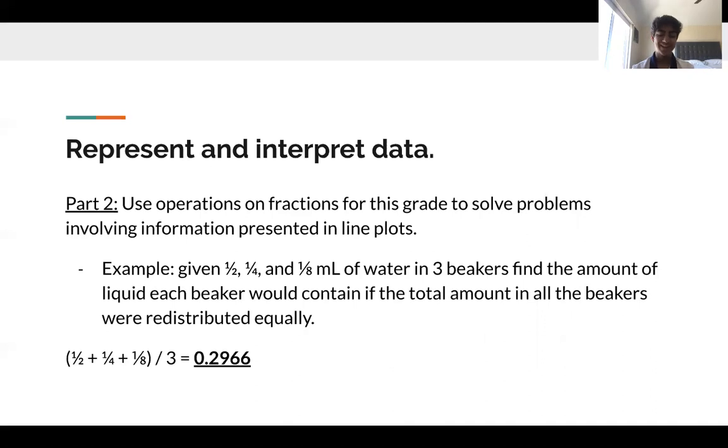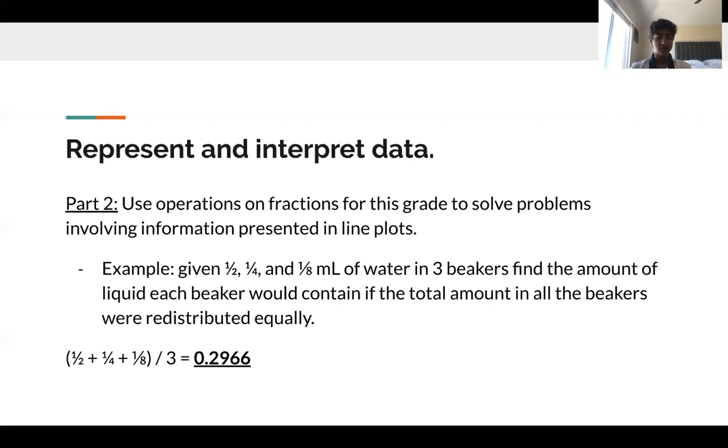Now, what this is saying is I want you to go ahead and give me an equal distribution. Initially, we have 1/2 a milliliter, 1/4 a milliliter, and 1/8 a milliliter in 3 beakers. Now go ahead and add them all together and then divide them equally again. So how we're going to do that is simply add those fractions together, right? So we're going to get 1/2 plus 1/4 plus 1/8. And then you're simply going to divide all of them by 3, because that's going to give you the average amount in each one.